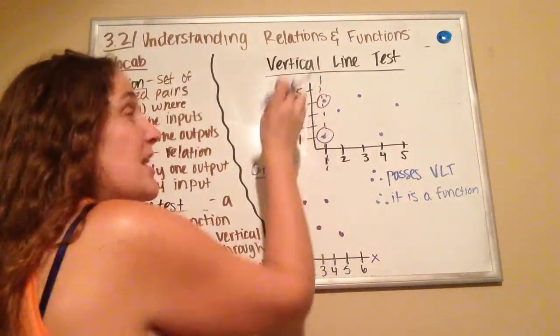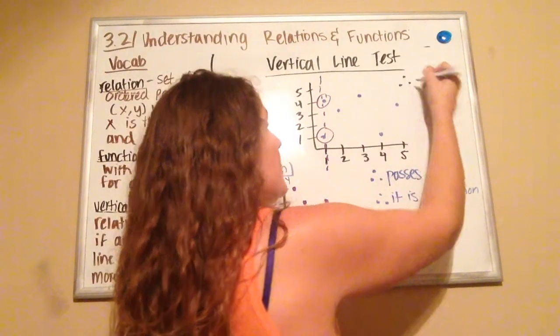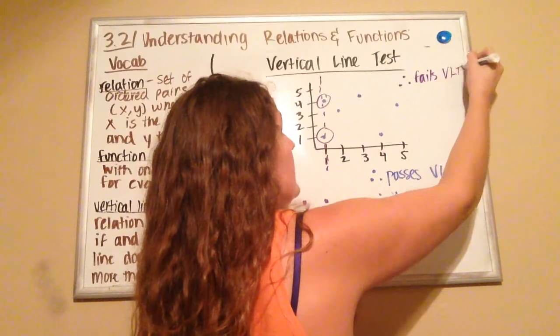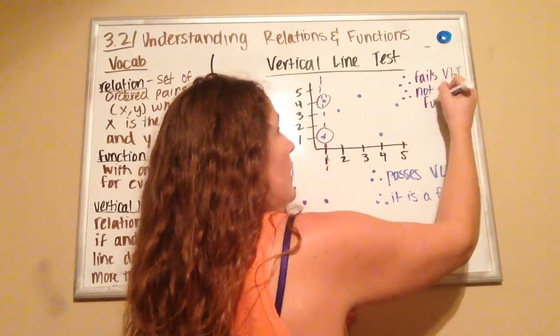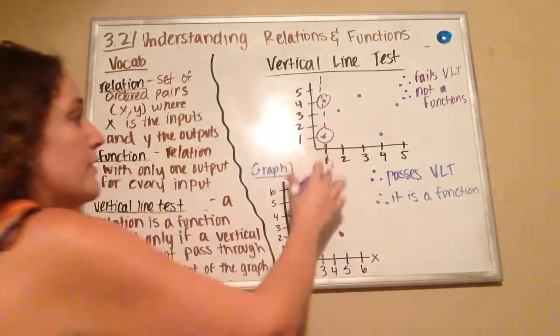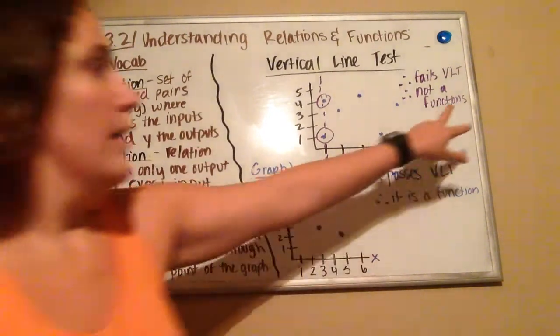Because of that one vertical line that doesn't work, therefore, it fails the vertical line test, which means that therefore it is not a function because it failed. We don't want it to have two outputs. Two y's for the same x, we don't like that. So it fails the vertical line test, it's not a function.